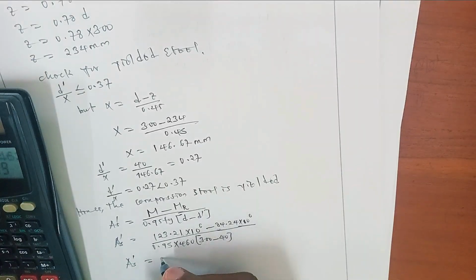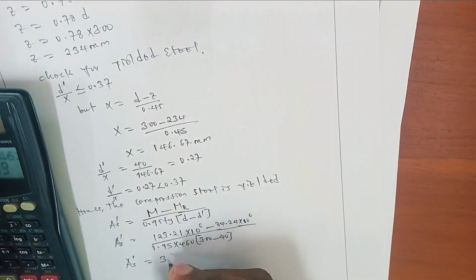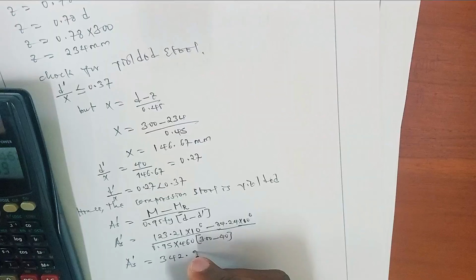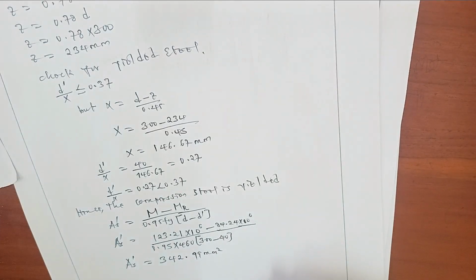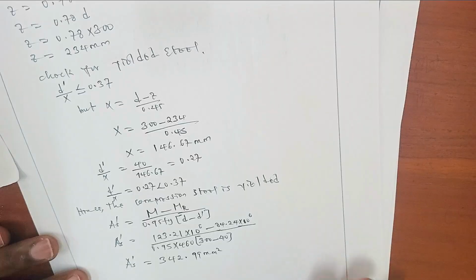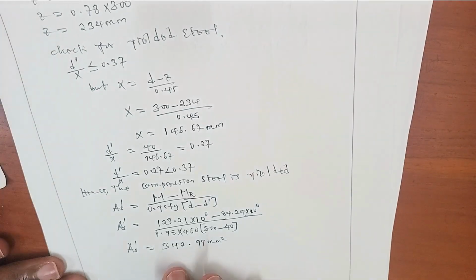It will be equal to 342 minus 0.99 millimeter square. Now, the next step is to determine the number of bars required at the area of the compression steel.